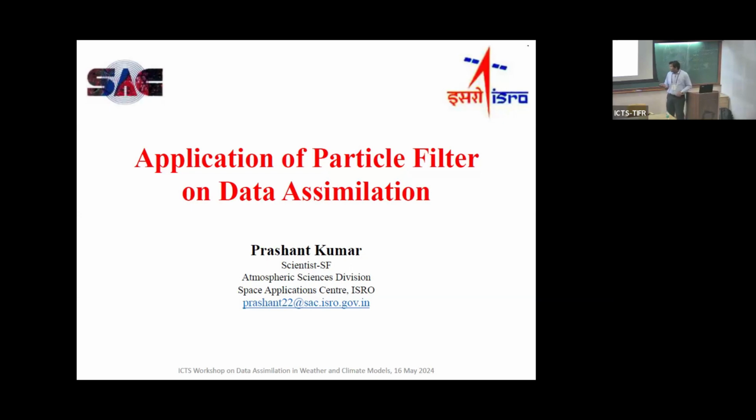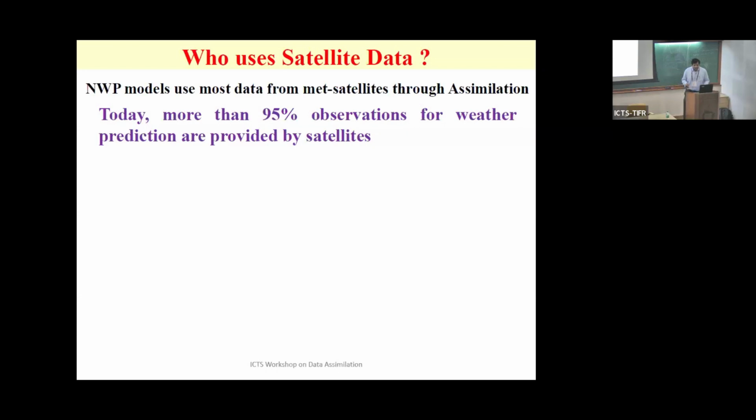Okay, so within that, there is one theory which is based on non-Gaussian, non-linear conditions. So I will touch that, and within that, I will tell you first that why this problem arises. Okay, so if we will start that, who uses the satellite data?